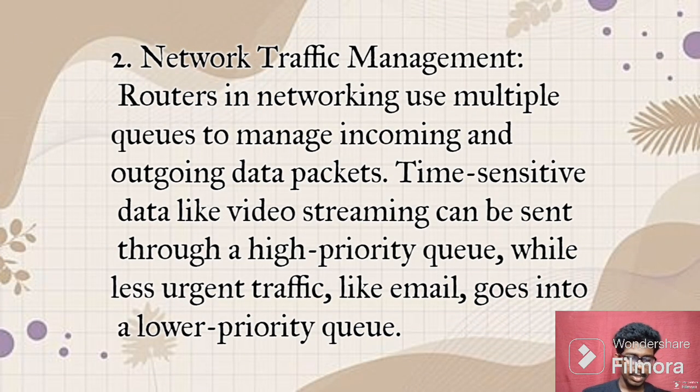Second, network traffic management. Routers in a network use multiple queues to manage incoming and outgoing data packets. Time sensitive data like video streaming can be sent through a high priority queue, while less urgent traffic like email goes into a lower priority queue.